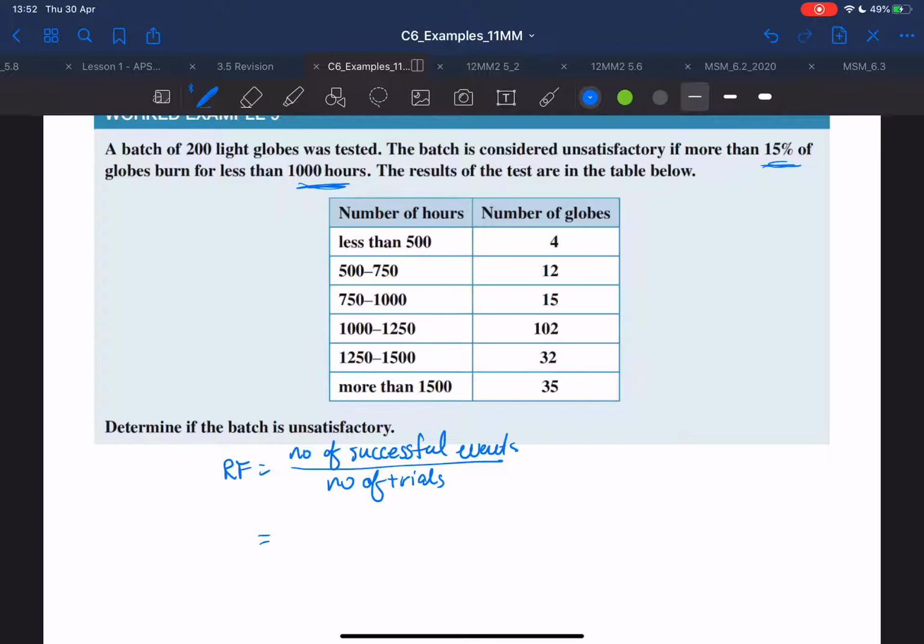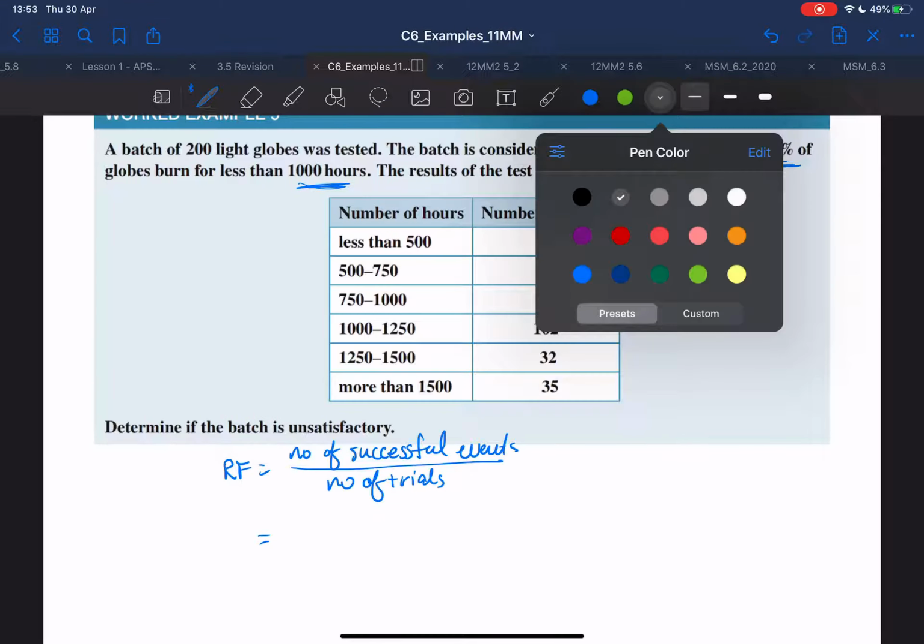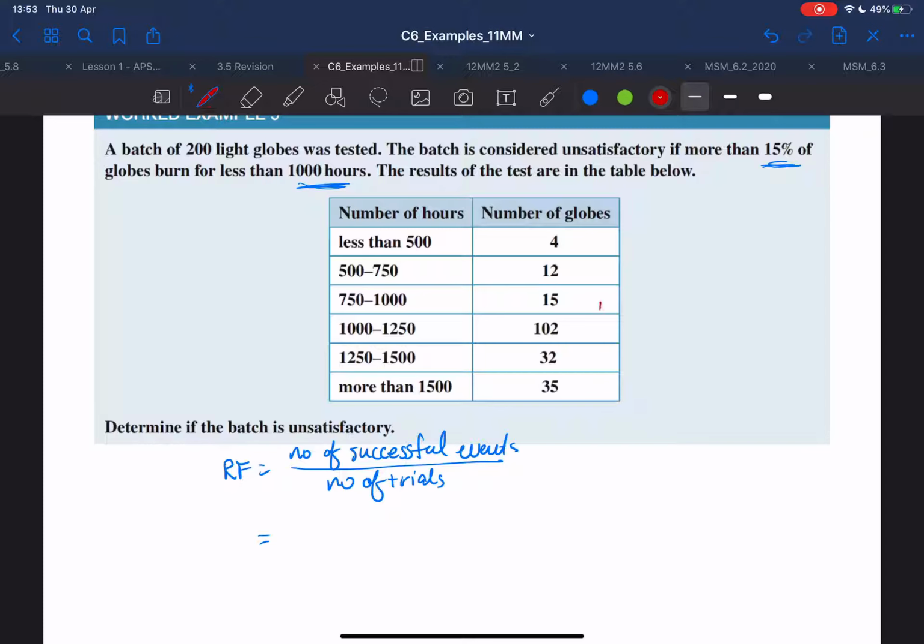So those burning less than 1,000 hours will be everything from here upwards. So the number of successful events in this case, in the sense of what we're doing, is actually unsuccessful events. In other words, if we look at less than 1,000, it's all of this. And that needs to be less than 15% to be a satisfactory batch.